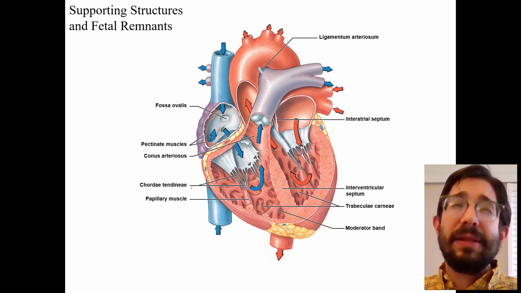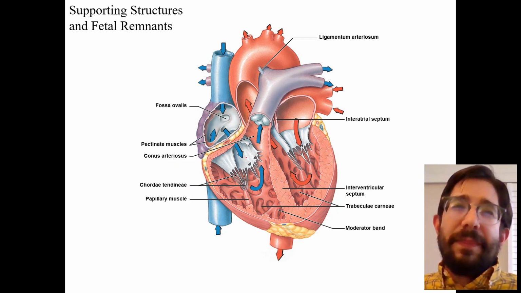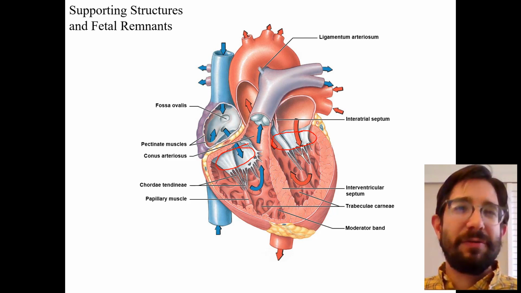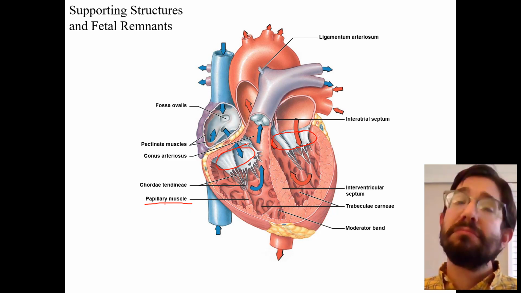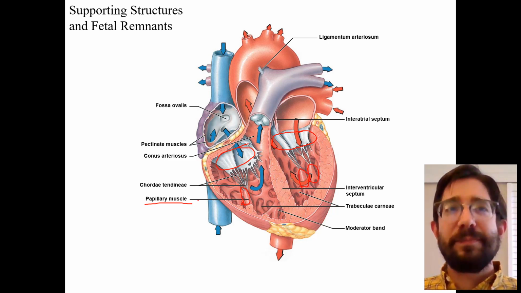Okay, now let's talk about these valves. The AV valves, so here's the tricuspid valve and the bicuspid valve, they have some equipment that the semilunar valves don't have. Papillary muscles, right? And papilla means nipple shaped. So this little nipple shaped structure here, this one here, here's another one here. Those are all papillary muscles.